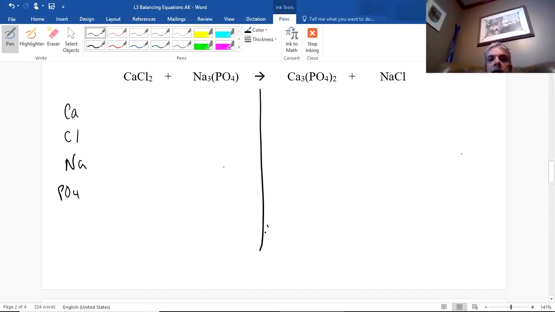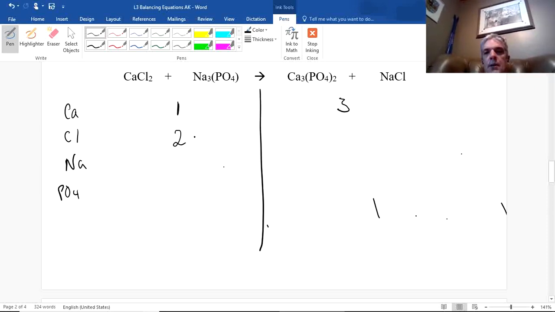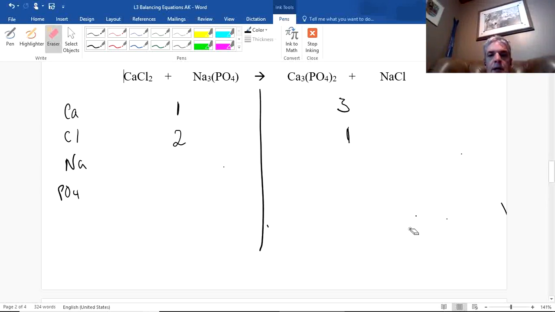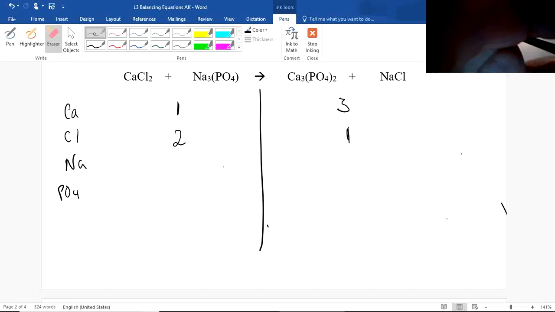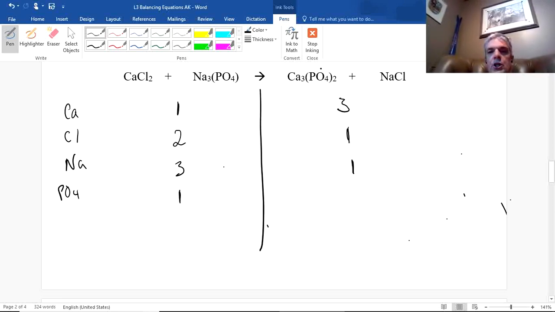So calculate the number of calciums on each side. One on this side, that's nice and easy. One calcium here, none in there. Oh no, three here. Okay, so we're not going to be balanced right away. That's okay. Chlorine, we got two here, two chlorines here. How many over here? One. Okay, I can see this is going to be a bit of a battle. Now we got sodium. We got three sodiums here, and one over here. Nobody's balanced. Oh, this silly thing. And then I've got one phosphate here, and two over here.